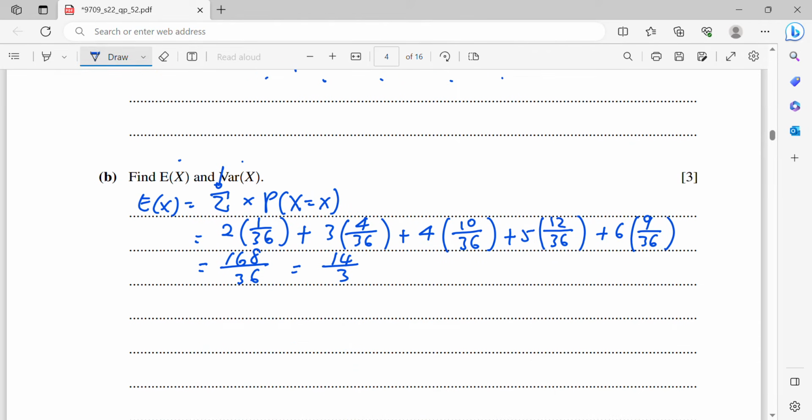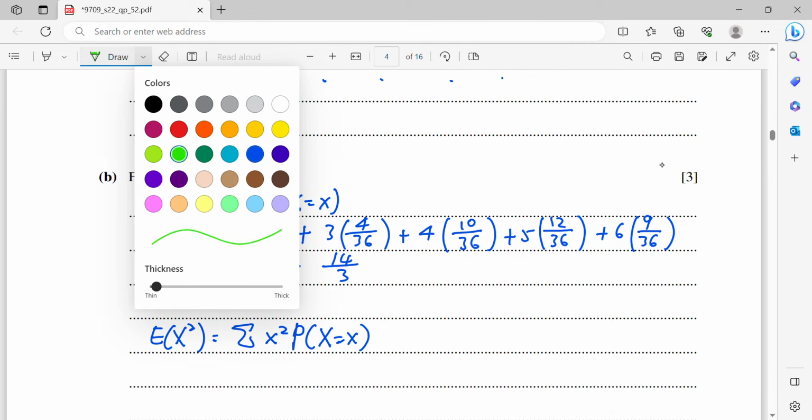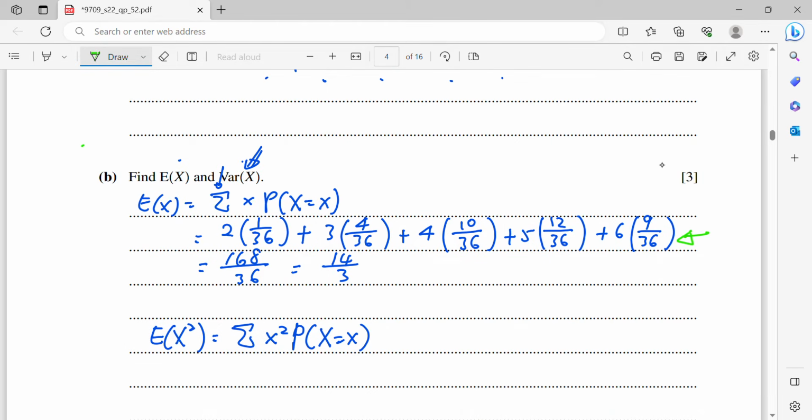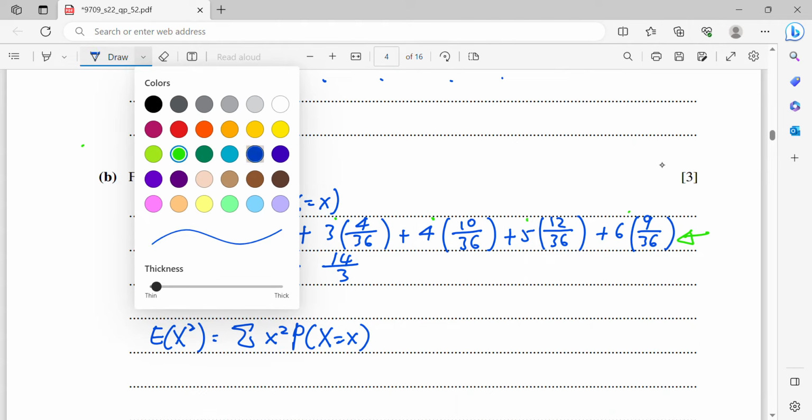You may leave your answer in fraction. Now the next one is to get Var(X). We need to get E(X squared) first, so I will count E(X squared) before I get Var(X). E(X squared) is basically the summation of x squared times P. You just refer back to the previous calculation: all the x values from 2 until 6, you just square them and the P remains.